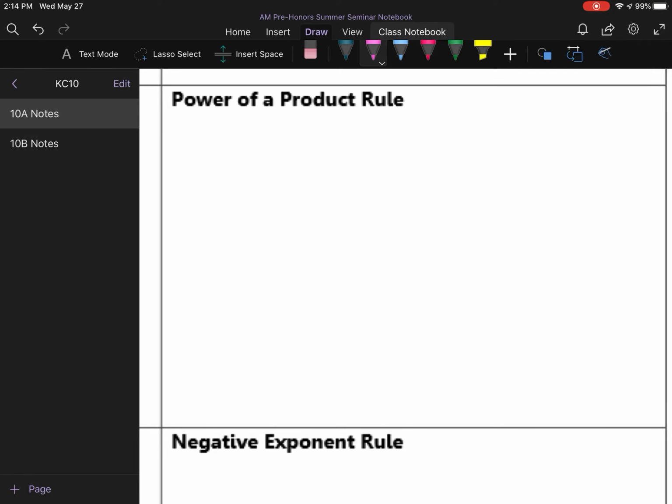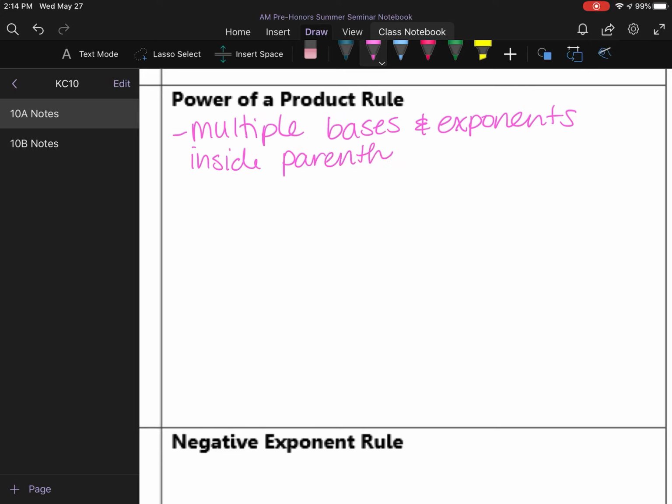All right, so power of a product rule. It's very similar to the power rule that we were talking about before. The only thing is you're going to have multiple bases and exponents inside the parentheses. But the same thing as before, it's still power to a power. So you're going to multiply the exponents.